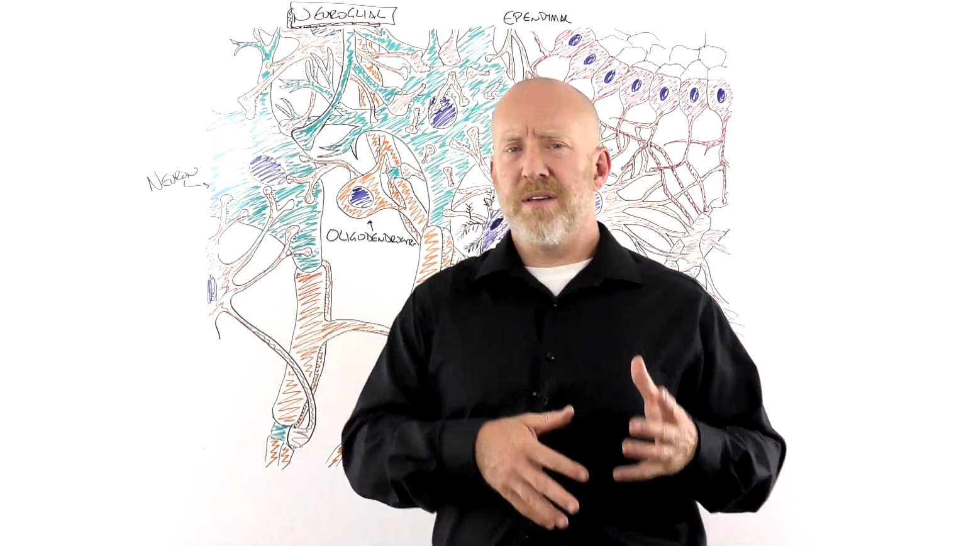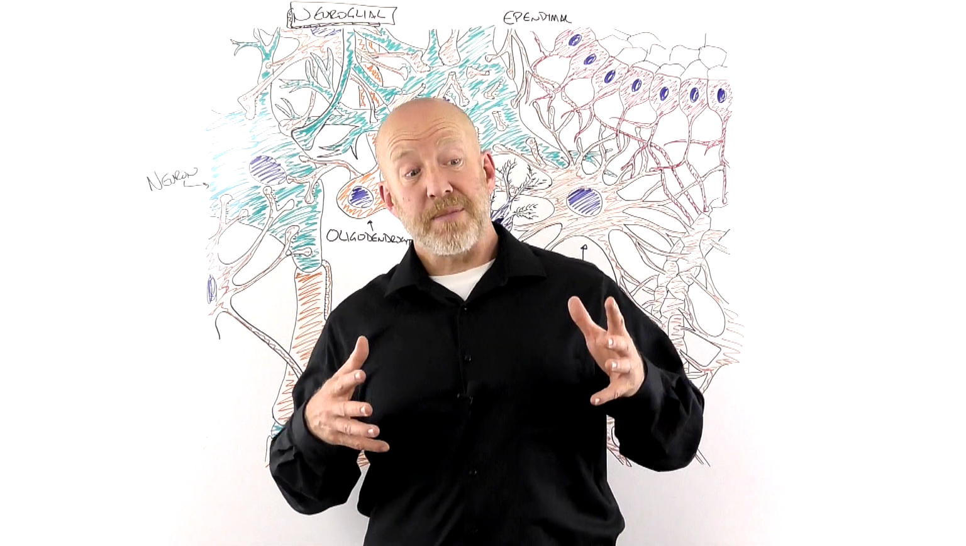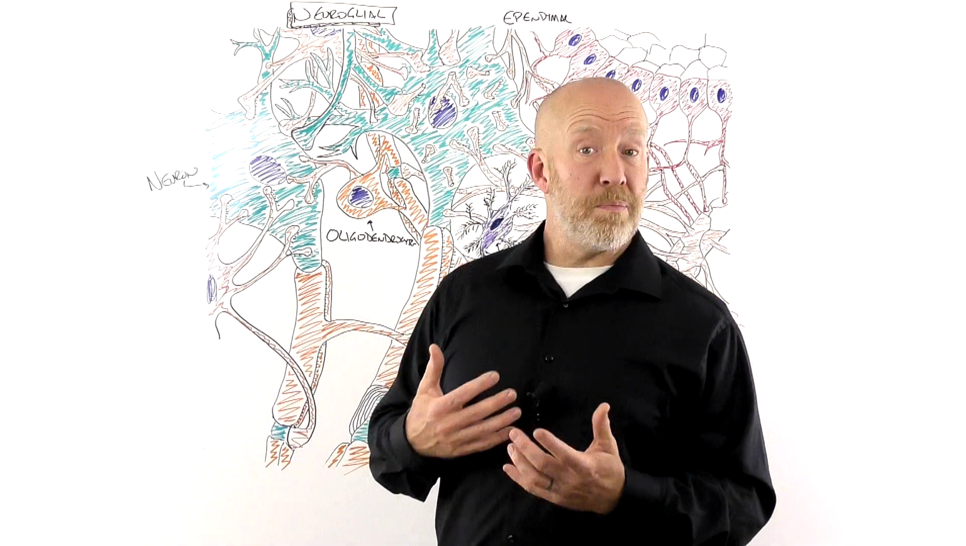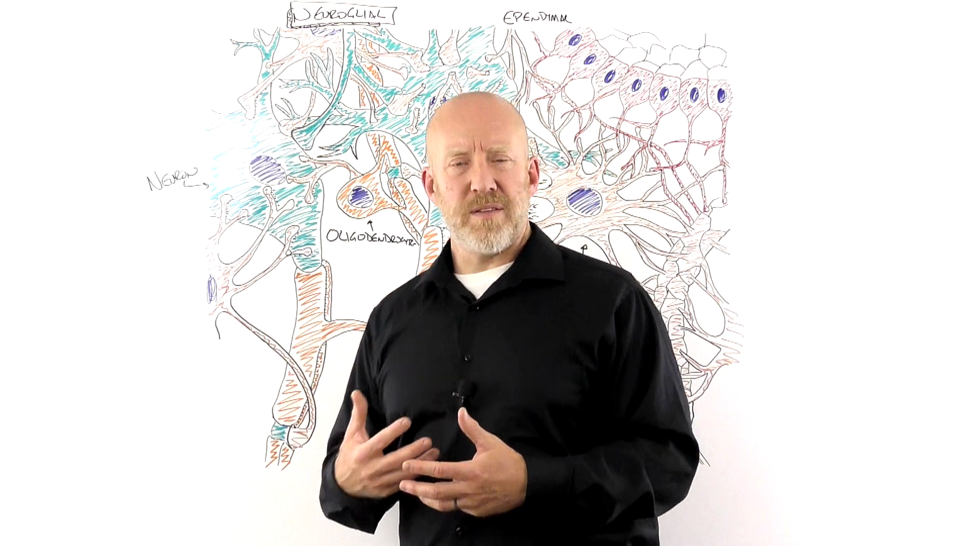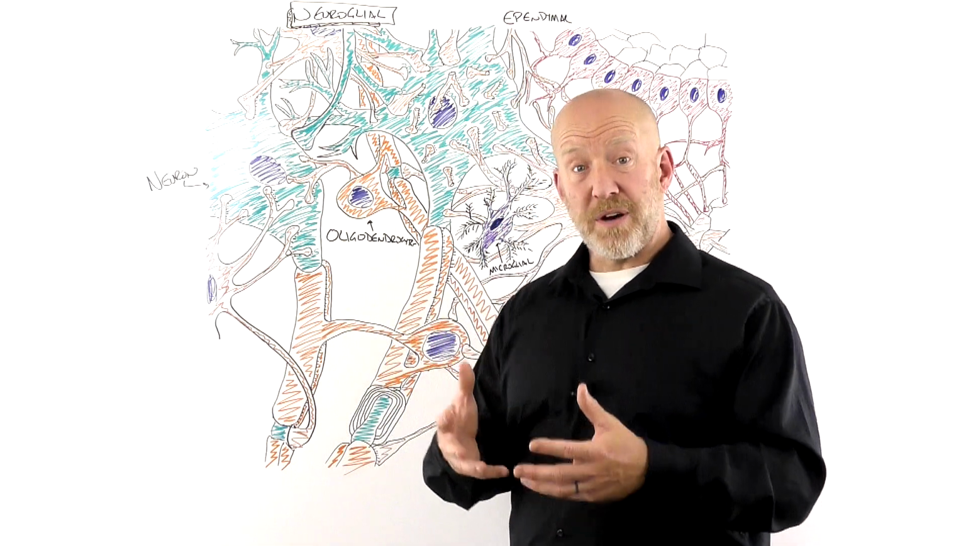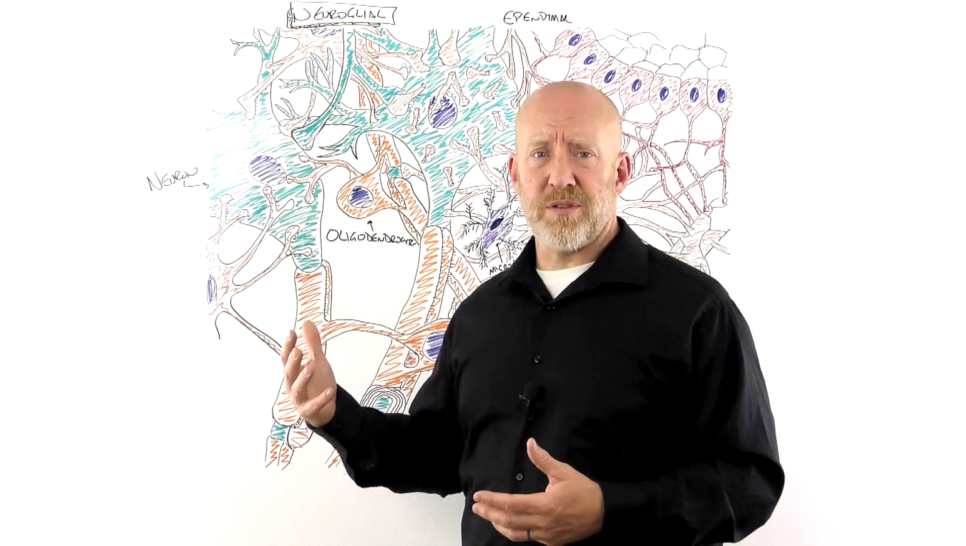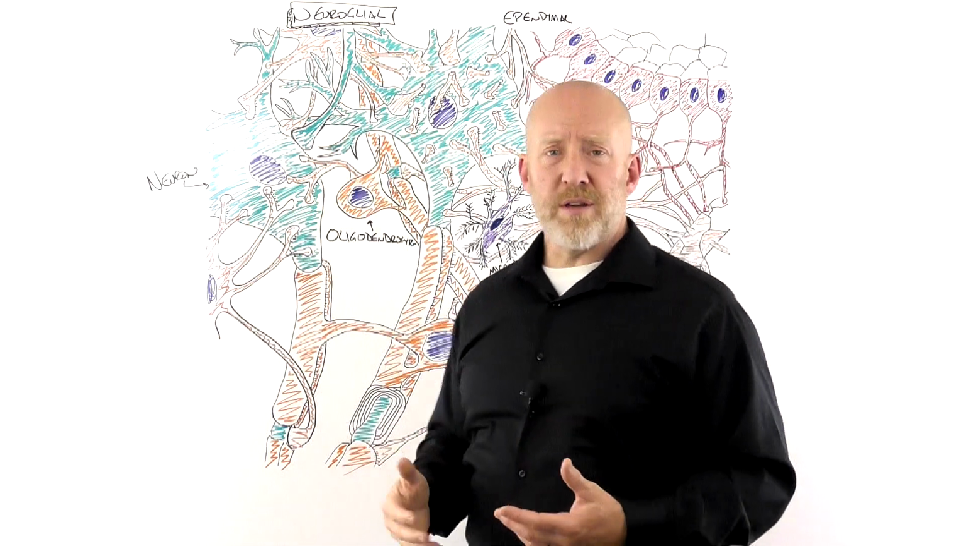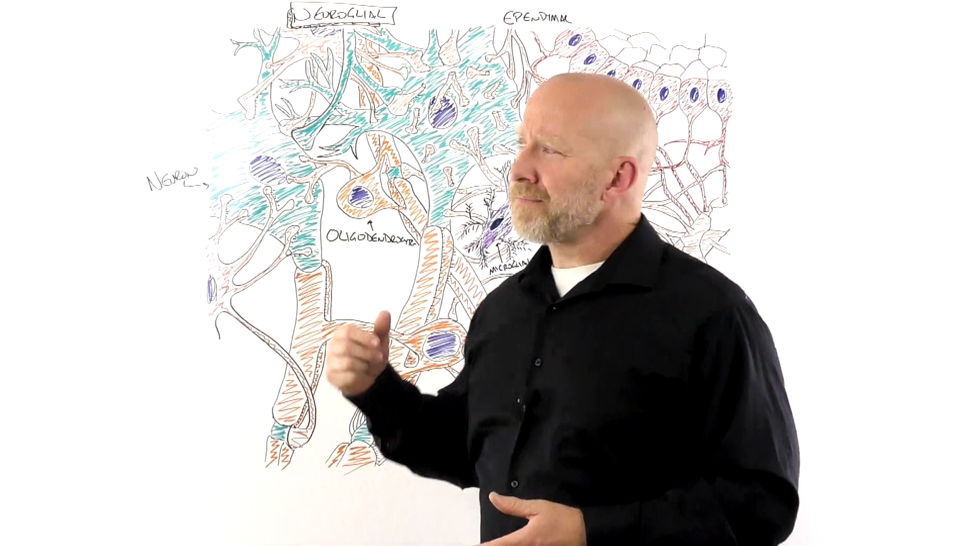Now think about most of the other cells in the body. Most other cells can do most of what they need to do by themselves. Neurons, on the other hand, are so highly specialized in the activity that they're doing and their functions that they need extra support cells. So these neuroglial cells do this in the central nervous system.